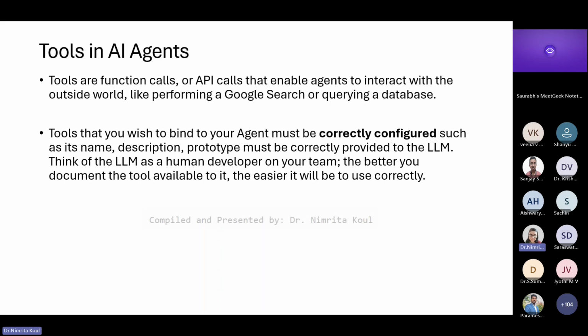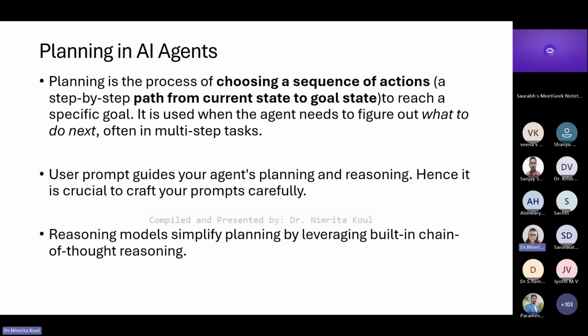As I said, tools are function calls, and you specify what tools are available to your agent in the form of a JSON or XML file often. And it's absolutely important to follow a strict and correct format when you are specifying which tools are available to your agent. Your tools must be correctly configured and so on. We will see all of this in detail with examples today also and in coming sessions also.